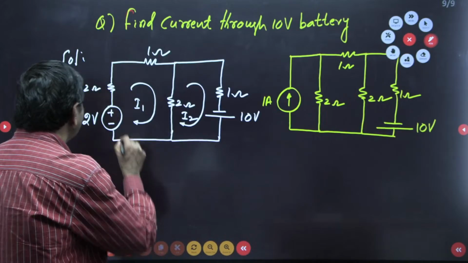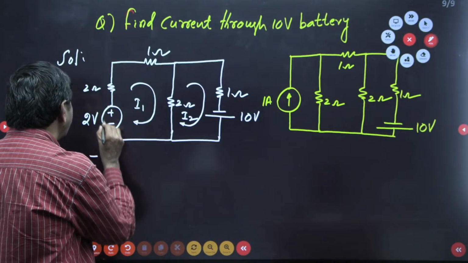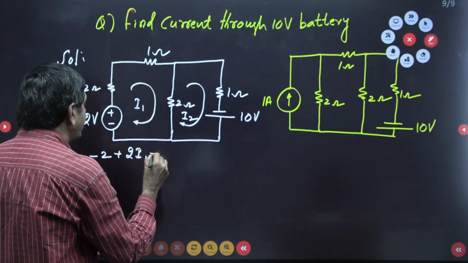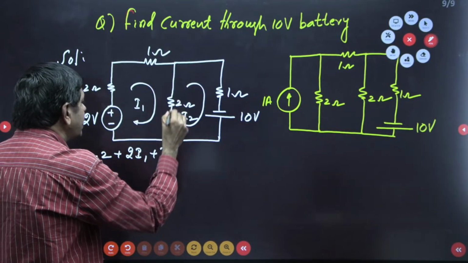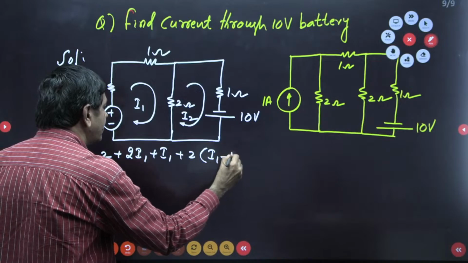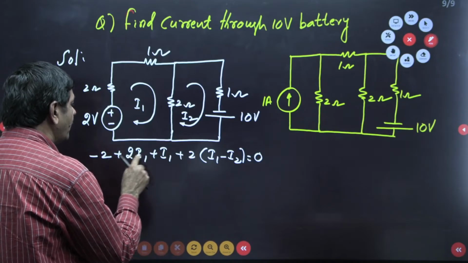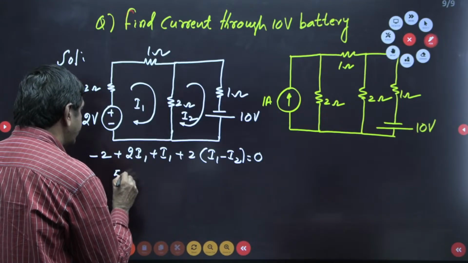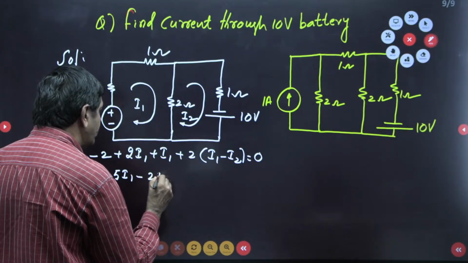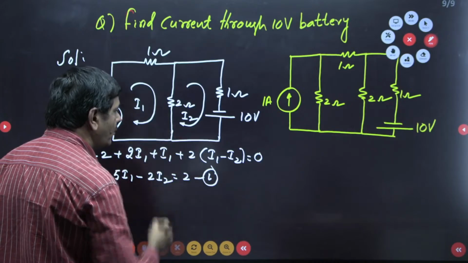What way can we get it? By selecting this loop, I get -2 here. When I go this side, the drop across this is 2I1. When I go this side, plus 1I1. When you go this side, 2 into the difference of these currents, I1 minus I2, equal to 0. So for I1, 2 plus 2 is 4, 4 plus 1, 5I1 I can get from this network. What about I2? 2I2, so -2I2, equal to 2. This I take as equation number 1.